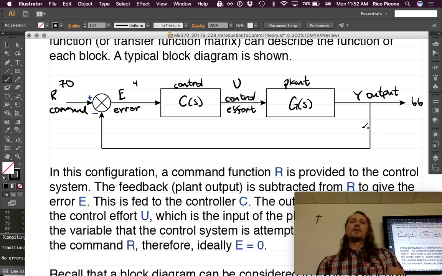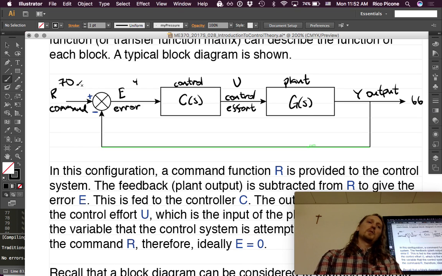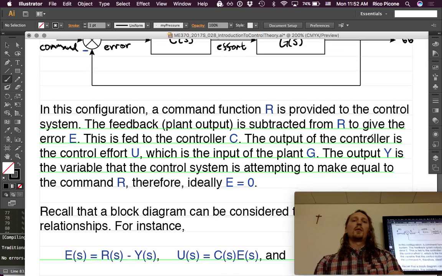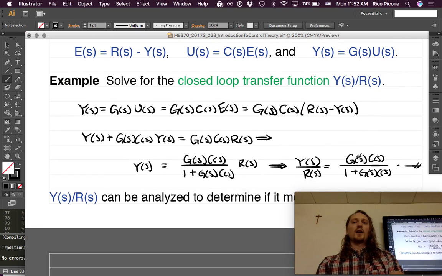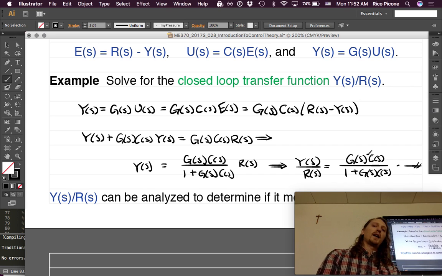We're trying to make that relationship between the command and the output what we want. Notice that this closed loop transfer function depends on the plant and it depends on the controller. So this thing is going to have different properties that depend both on the plant and on the controller, and we need to choose those to respond accordingly. And that's what we will continue to discuss next time.